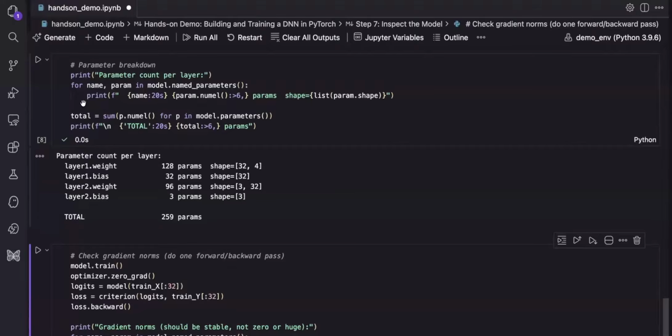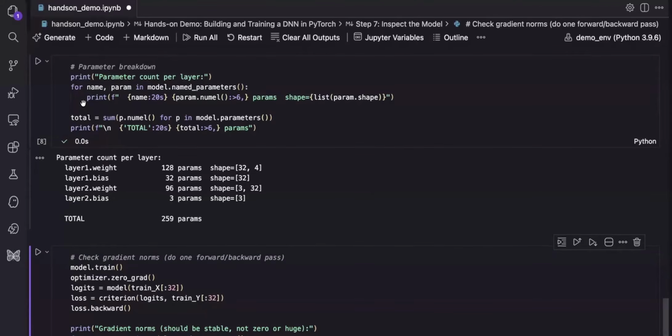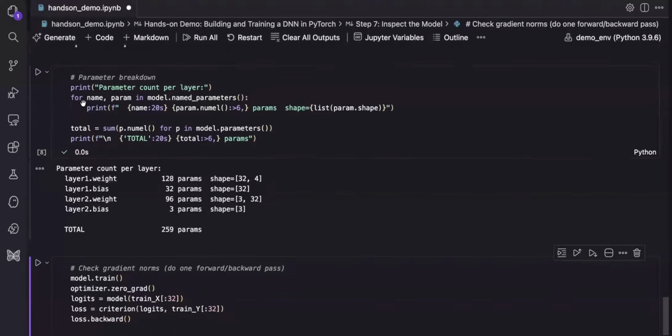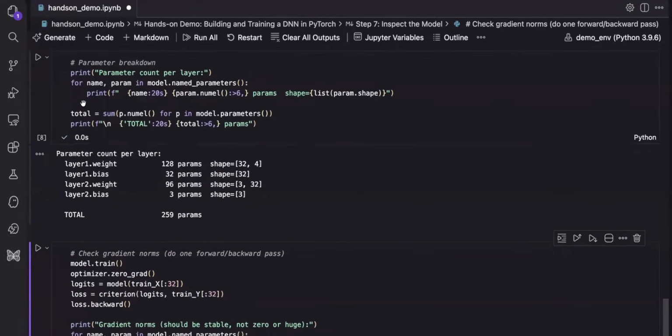Layer 2.weight has shape 3 by 32, giving us 96 parameters. Layer 2.bias has shape 3, one per class, that is 99 parameters for the output layer. So in grand total, we have 128 plus 32 plus 96 plus 3 equals 259 parameters. And that matches the model summary we saw when we first defined the network.